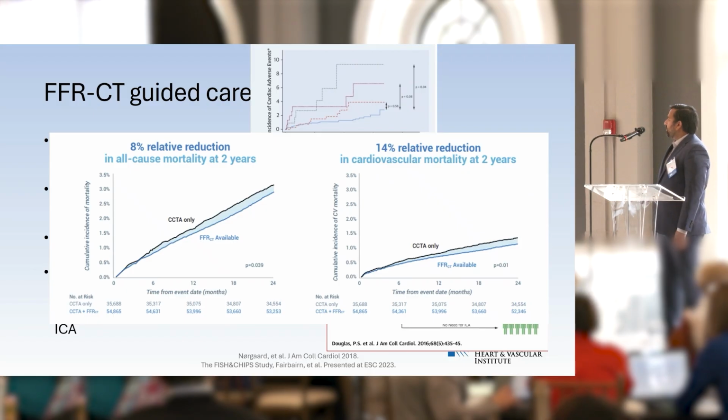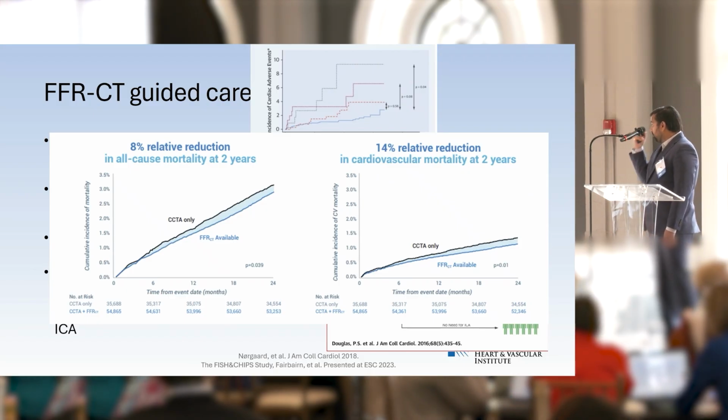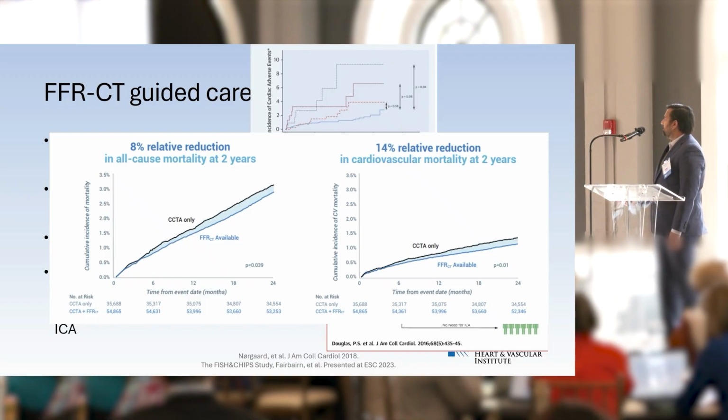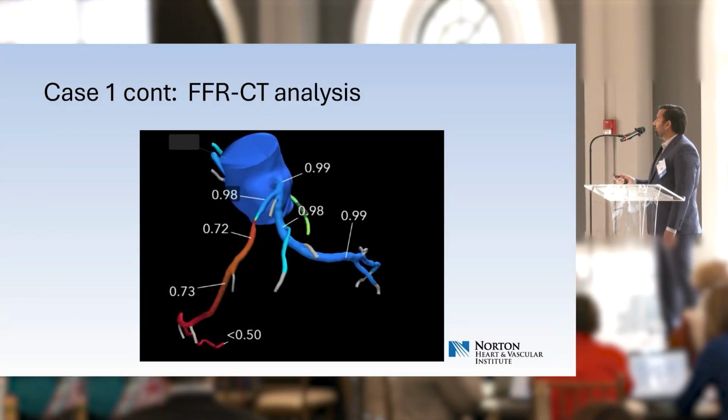This is from a trial called the FISH&CHIPS trial, which was published in 2023 and presented at the ESC. It looked at institutions that had FFRCT available versus those that didn't, and found an 8% relative reduction in all-cause mortality at 2 years. That's a pretty striking difference, and a 14% relative reduction in cardiovascular mortality. So it's a really useful addition for treating our patients and making sure we're sending appropriate patients for invasive testing.